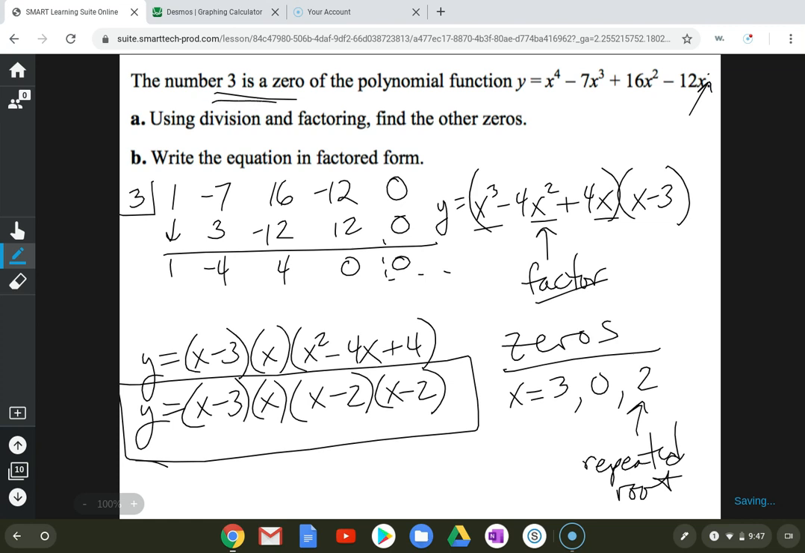So if you know a 0, divide it out. Just use synthetic division, divide it out, and then see if you can factor what's left. If you can factor what's left, factor. Factoring is always fastest. So if you can factor, factor, because it's always the best way to go.